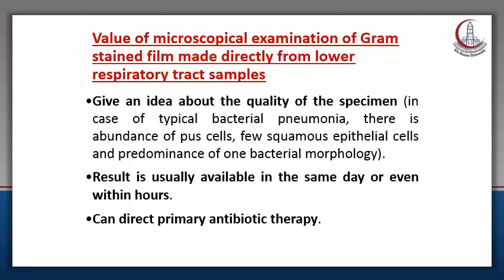The direct gram smear has a great value because first of all it guides us about the quality of the specimen. To accept the specimen, it should have abundance of pus cells and few squamous epithelial cells. The second benefit from the direct gram smear is that the result is usually available on the same day, so it can direct clinicians about the primary antibiotic therapy, till the full culture results will appear.